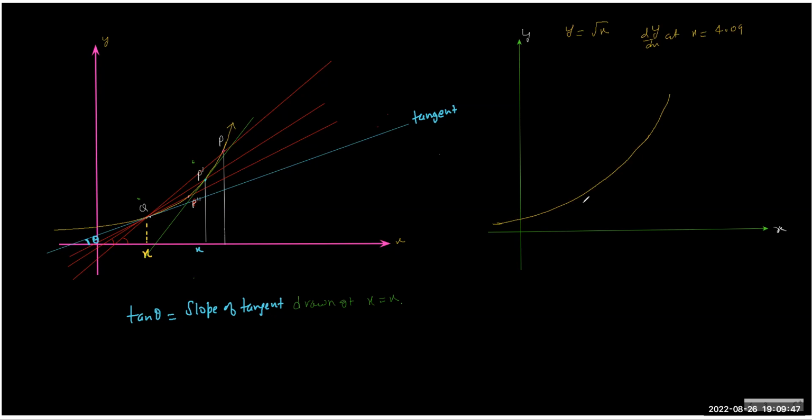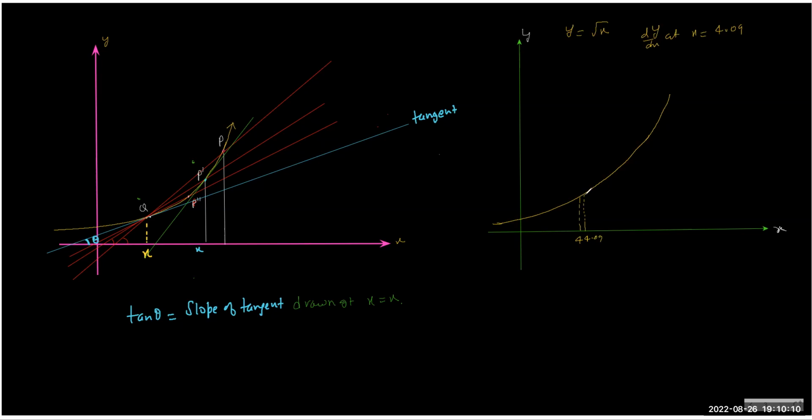What does it mean? Let's say this is 4. Am I looking at 4 or somewhere else? I'm looking at somewhere else which is very close. So can we say 4.09 is not much ahead? Where is 4.09? You can see here.